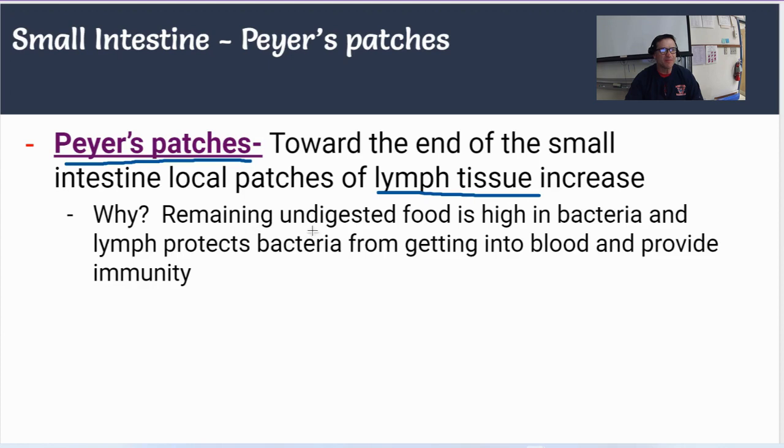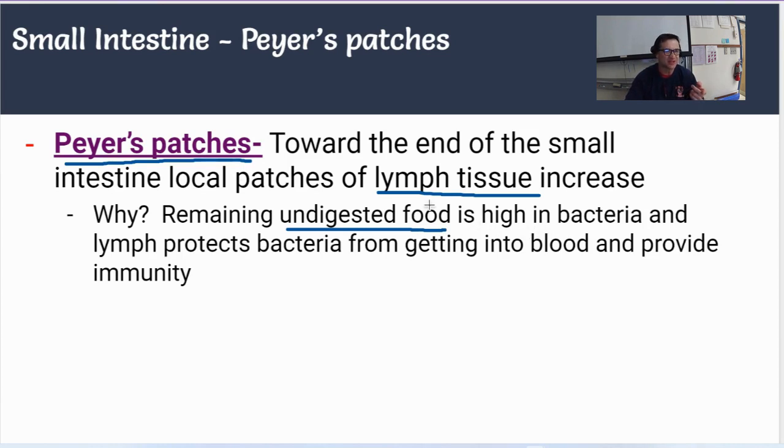So some of your undigested chyme that's in the small intestine does contain some bacteria. Some types of bacteria like Salmonella and E. coli. Salmonella you get if, say, you like chicken and you don't cook your chicken enough, you can get salmonella, which can get you sick, and also E. coli. They can survive the acid in the stomach. They've evolved to actually survive that. So they get into the small intestine.